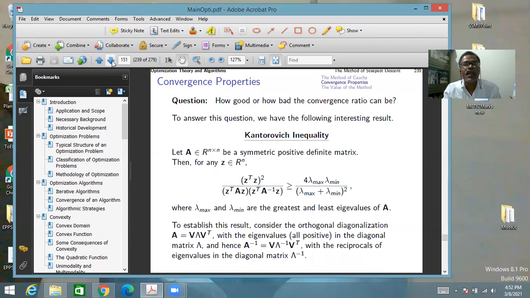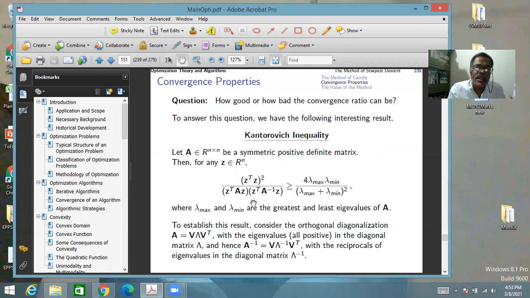So for that, we have an excellent result called Kantorovich inequality, which is actually a linear algebra result, not necessarily connected with steepest descent algorithm or optimization. It says that if A is a symmetric positive definite matrix, then for any vector, you have this result where lambda max and lambda min are the greatest and least eigenvalues of A, both positive, make note.